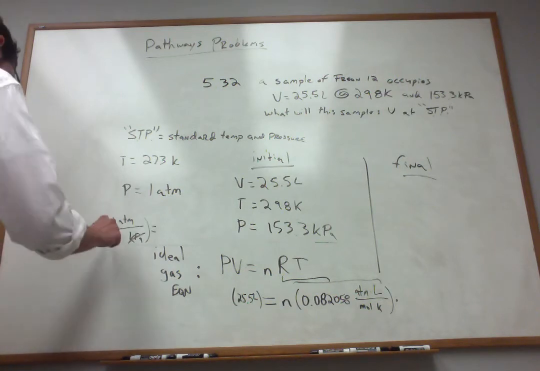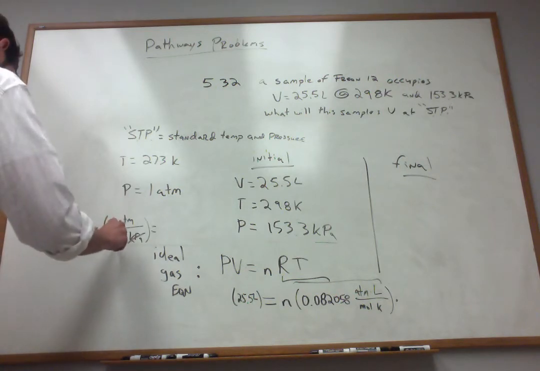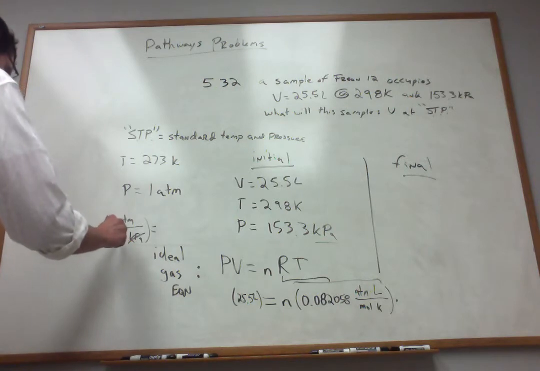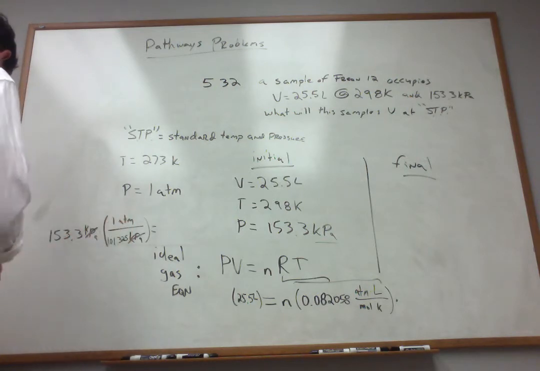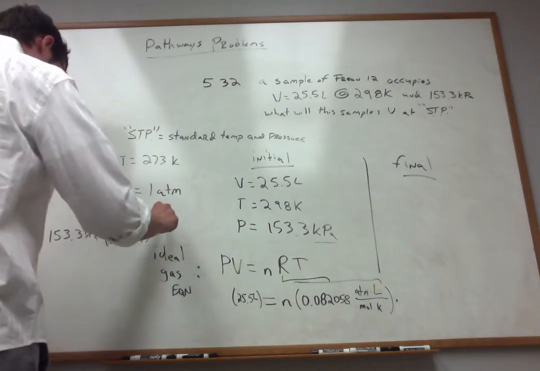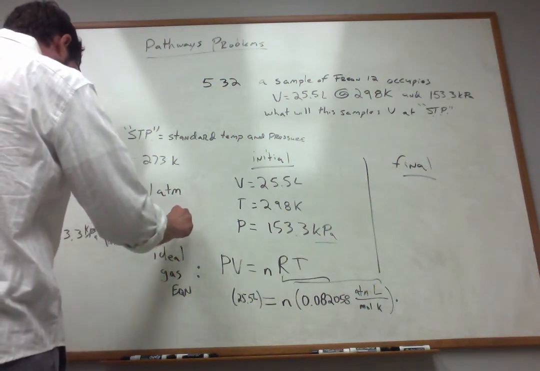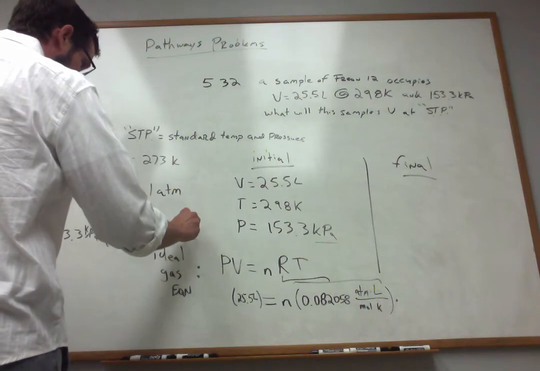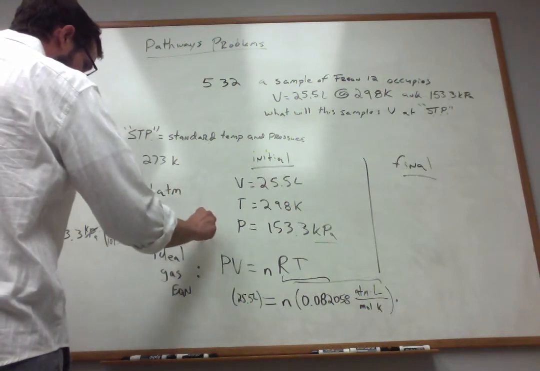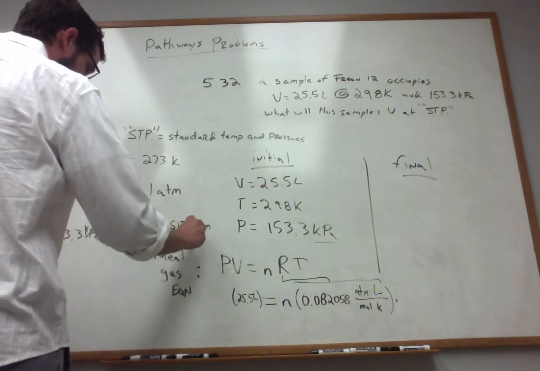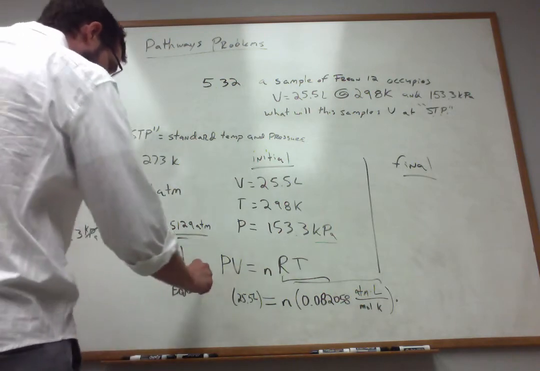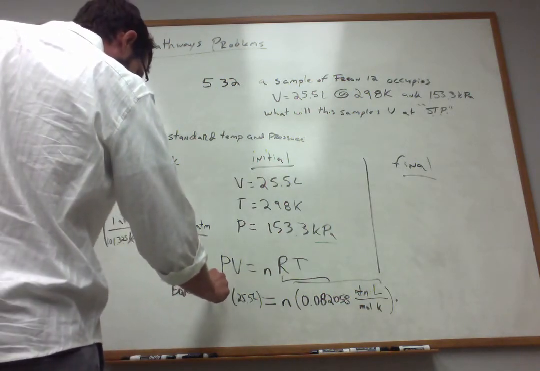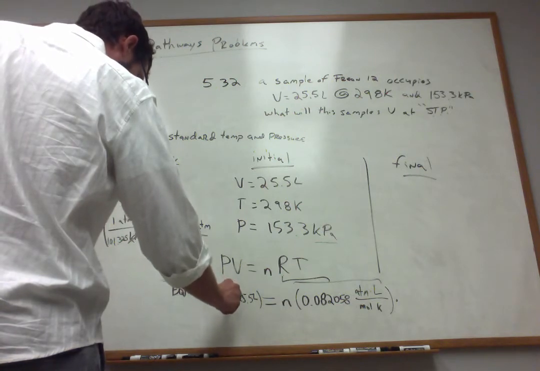If I look it up in the book, it looks like there's 101.325 kilopascals per atmosphere. So if I do the math, I get 1.5129 atmospheres. I take that number, I put it right here, in my PV equals nRT, 1.5129 atm.